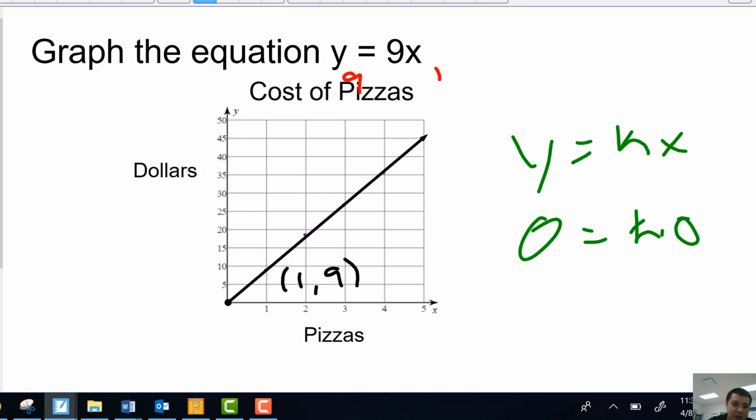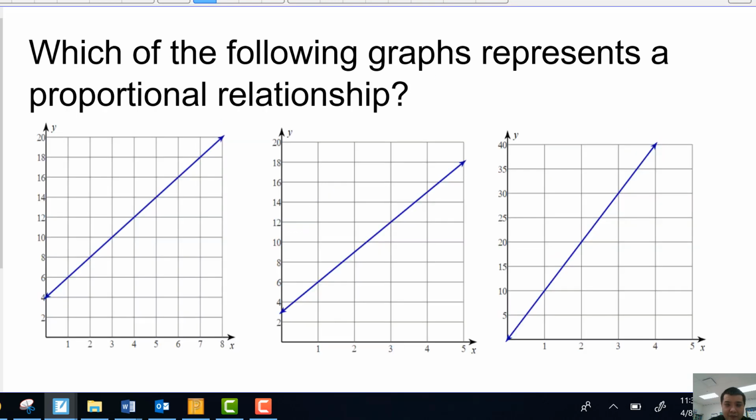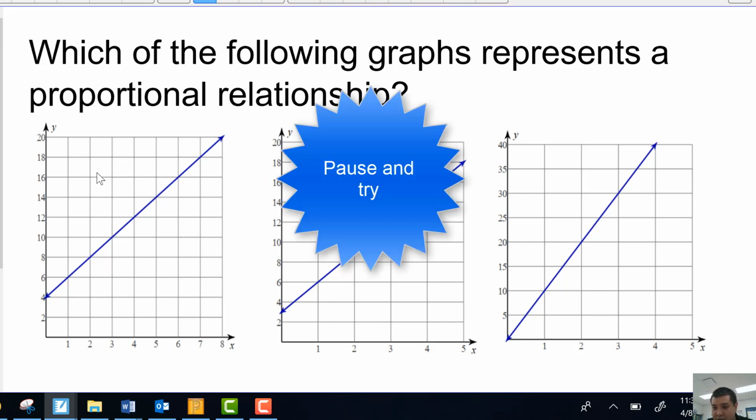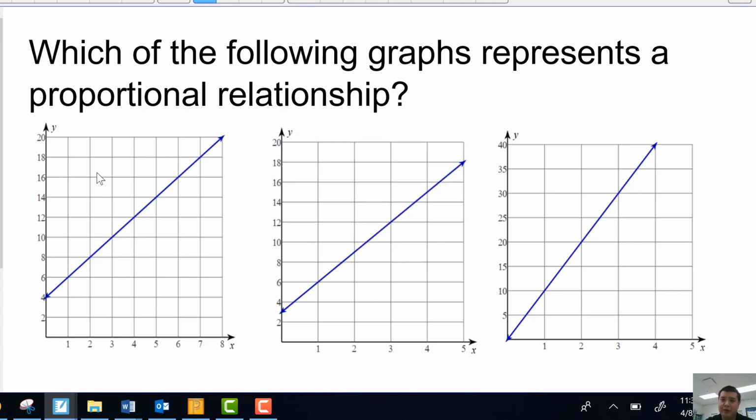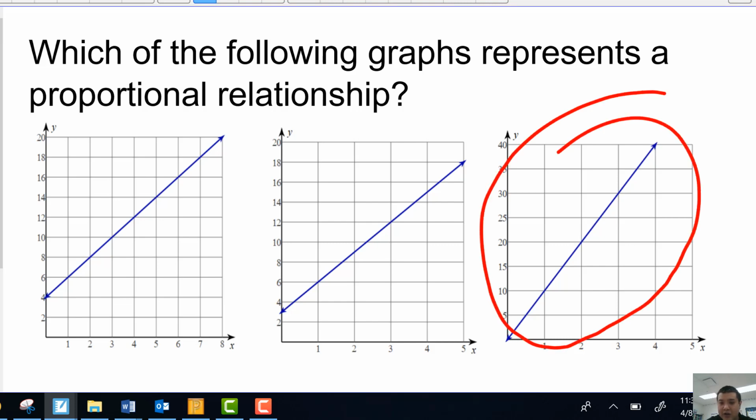So let's take a look at an example of this. I'll pause here and determine which one of these represents a proportional relationship. The one that represents a proportional relationship is the one that goes through the origin, or 0, 0, which is this one right here. This is the only one that goes through 0, 0. Okay?